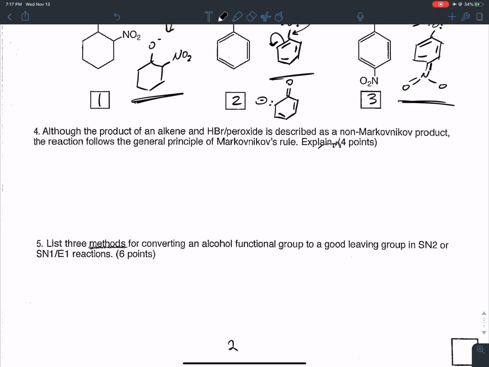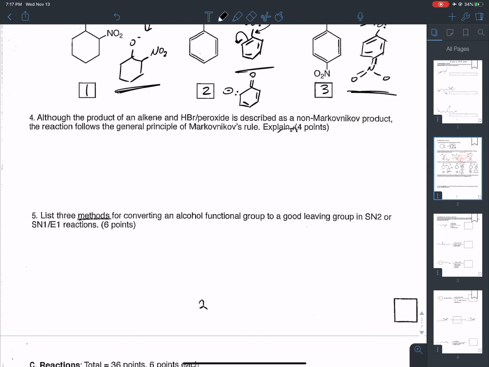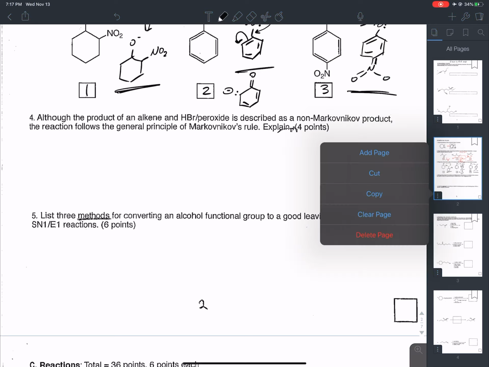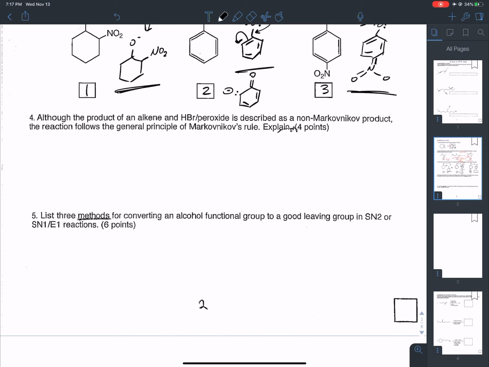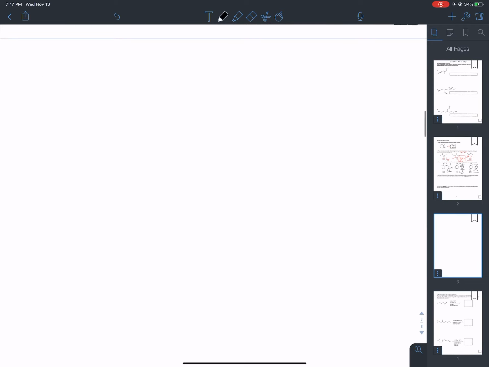Although the product of an alkene and HBr with peroxide is described as a non-Markovnikov product, the reaction follows the general principle of Markovnikov's rule. Explain. That's tricky. It requires you to know the mechanism. I actually want to go ahead and draw out the mechanisms for these. So the directions say the product of an alkene with HBr and peroxides. We'll just use hydrogen peroxide. Make it easy on ourselves. You're also more than welcome to put R groups here. That's fine as well.